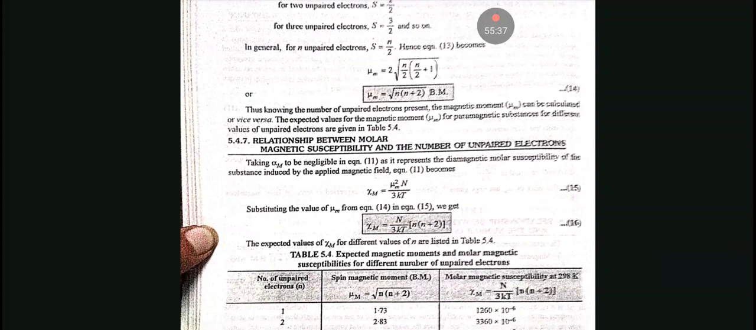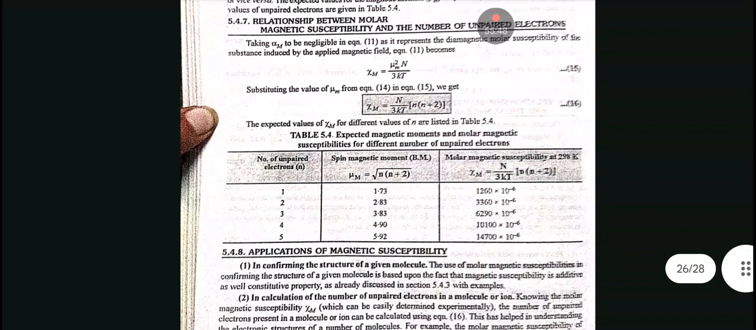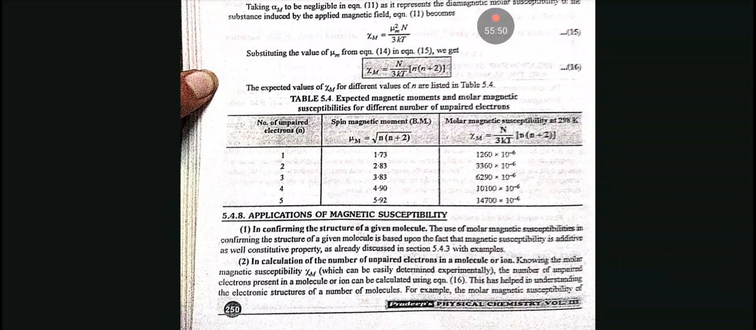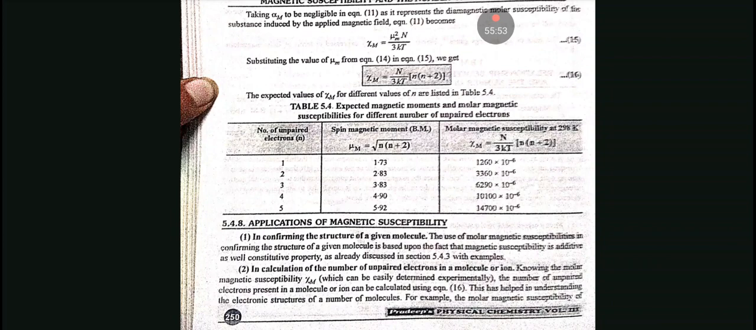For general n unpaired electrons, s is equal to n by 2. Equation 13 becomes mu is equal to root n by 2 (n by 2 plus 1), so mu is equal to root n(n plus 2) Bohr magneton. Relationship between molar magnetic susceptibility and the number of unpaired electrons: taking alpha m as negligible in the equation, it is dependent on the diamagnetic molar susceptibility of the substance induced by the applied magnetic field. Equation 11 becomes chi m is equal to mu m square upon 3 kT. Substituting the value of mu m from this, chi m is equal to N upon 3 kT, n into (n plus 2).